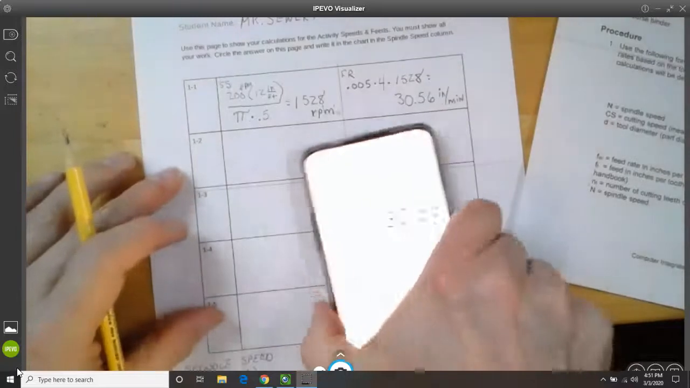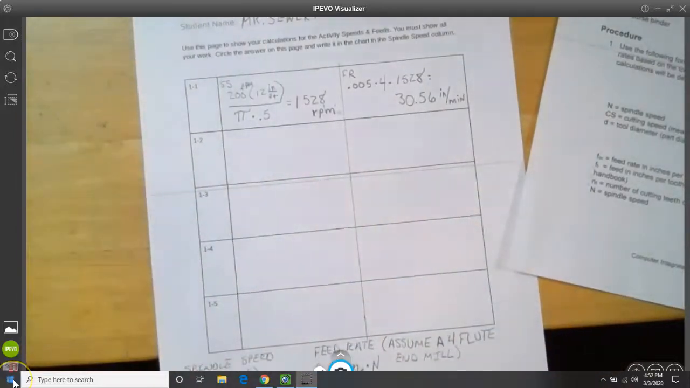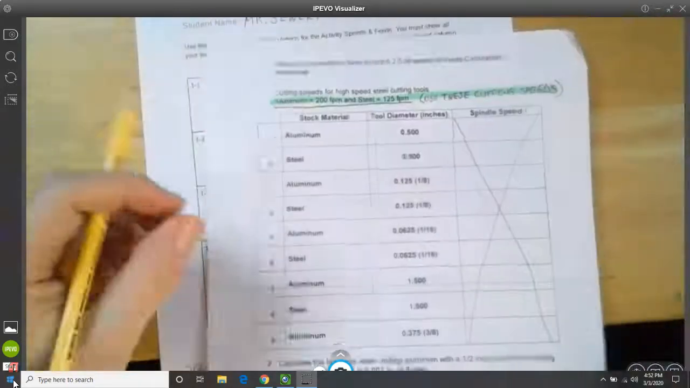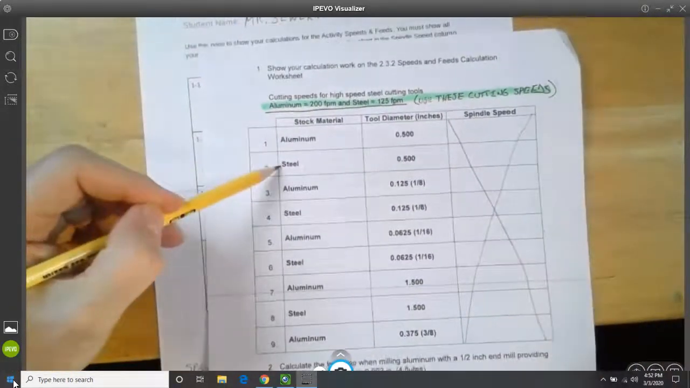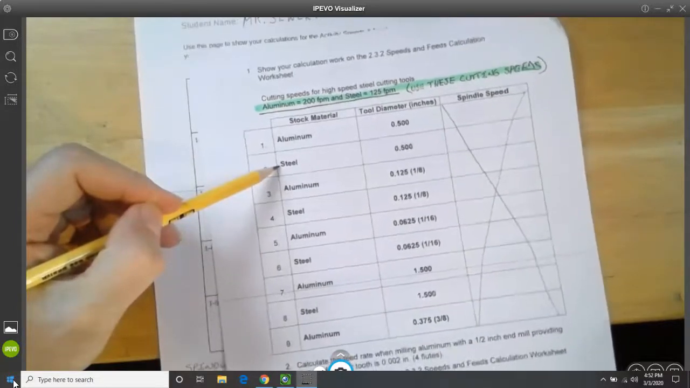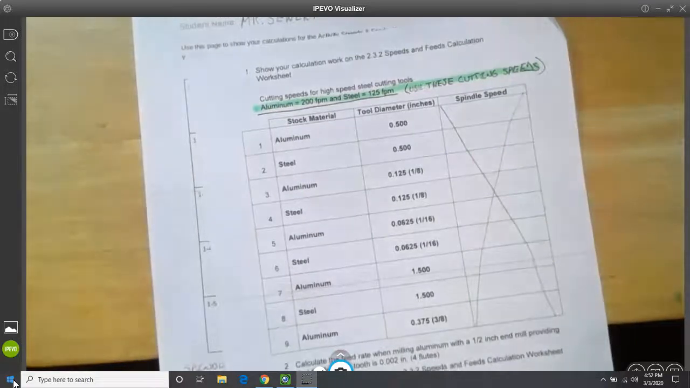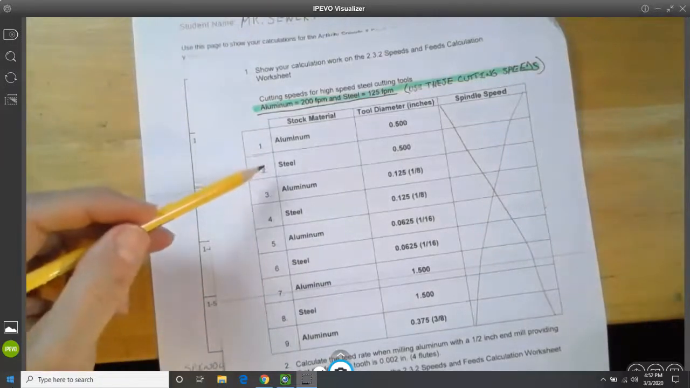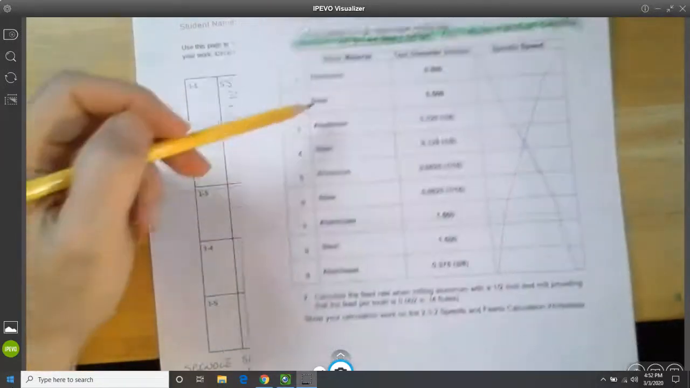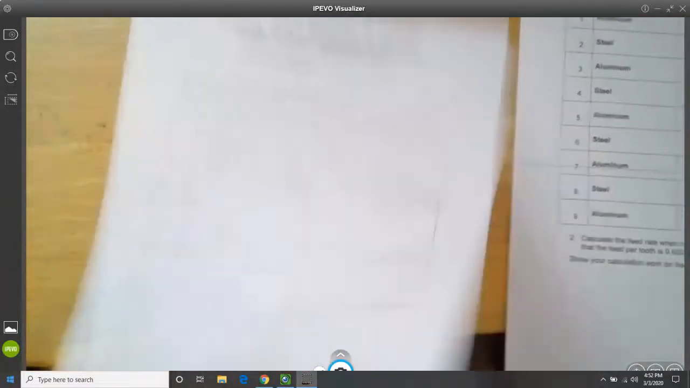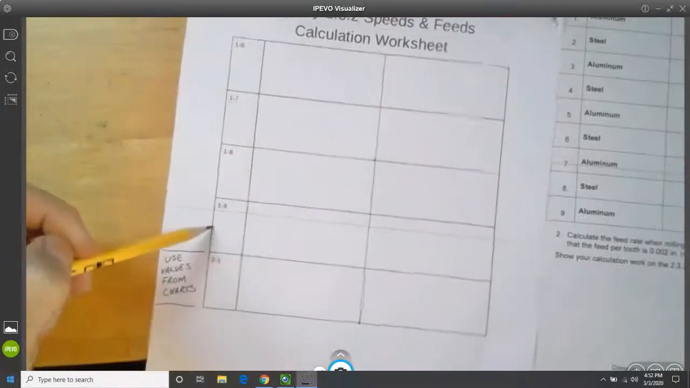Okay, you're going to calculate the rest of these yourself. You're going to do number 2, which goes with this steel here. Use mild steel for the material on the recommended tool feeds chart. I believe it's on there. Yeah, mild steel. So use that as your value, and you're going to go down and do all 9 of these. So 1, 2, 3, 4, 5, 6, 7, 8, and 9.